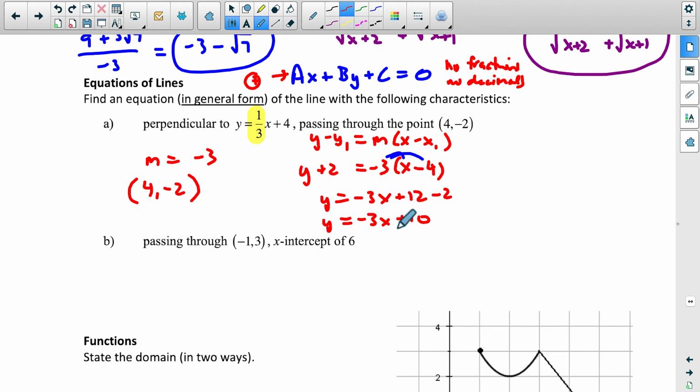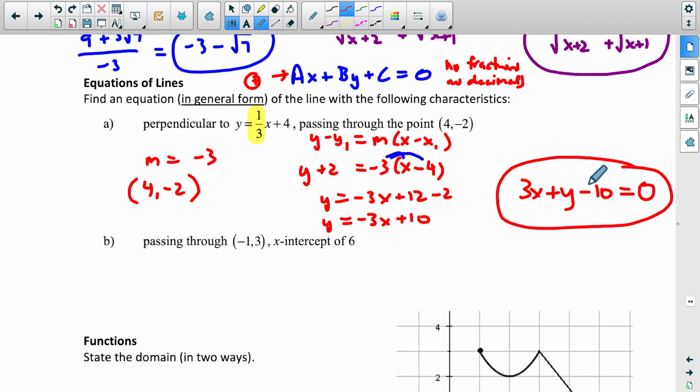There's no fractions here. All you have to do is move everything to the left. Don't move the y over here, otherwise your x's will be negative, your a will be negative, and a is not allowed to be negative. A has to be positive. So move these two terms to the left. So negative 3x moves over, becomes positive 3x. We already have our y there, and our positive 10 comes over and becomes negative 10. Don't forget, it's now equal to 0.